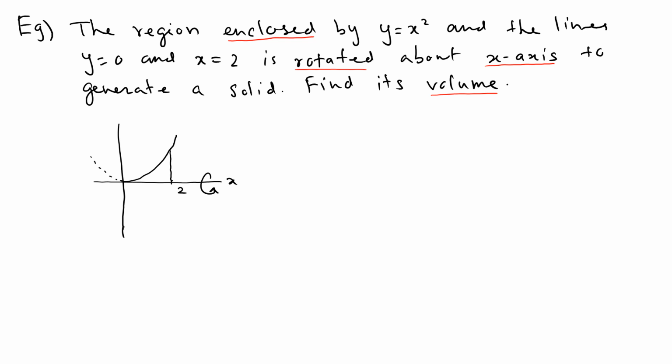When we rotate, what's going to happen? This is the y equals x squared curve. It's going to reflect to the other side, so it's going to go like that. And then what we normally do is draw a typical radius. The typical radius looks like that. The complete disk is like this. So that's the complete disk.